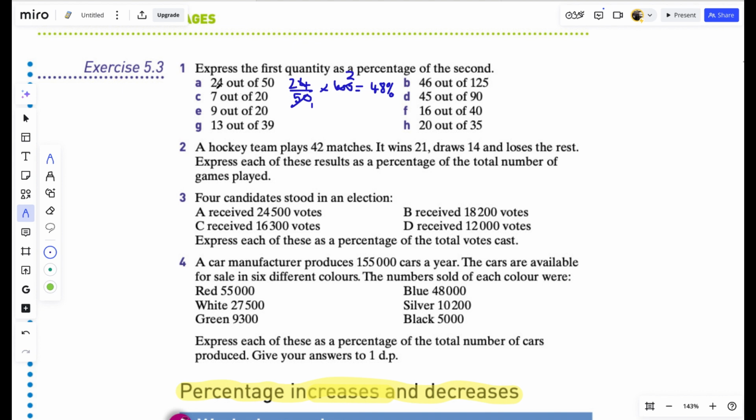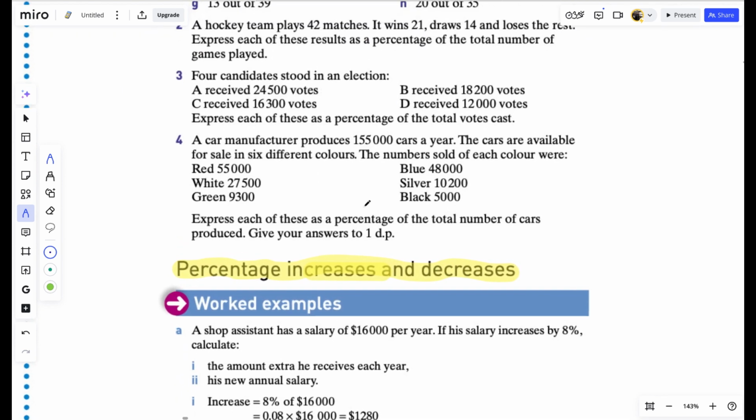If you get 24 questions correct out of 50 questions, or you got 24 marks out of a total of 50 marks, that means you failed that exam. Is that okay? So this is how we do it. You pause the video and solve this question.